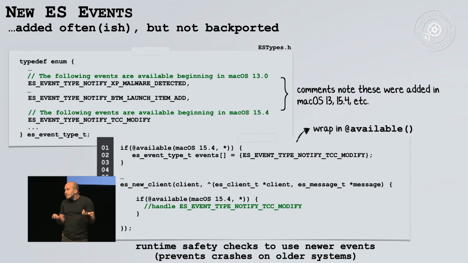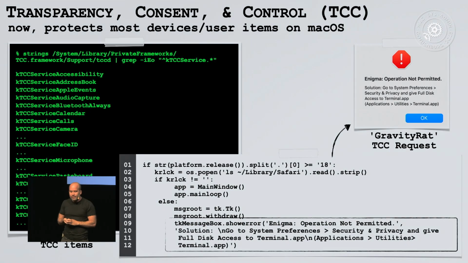BTM, this is persistent events. You can now register for these as well. Super cool if you're building like a persistence monitor. And then in 15.4, they added TCC modify events, which we will talk about. Super important, though, these are not backported. So what you need to do is if you are using these new events, which you should be on newer versions of macOS, make sure to wrap your code in the appropriate runtime safety checks, because otherwise if it runs on an older version, like if the user runs it, it might crash. So it's always good to have defensive coding.